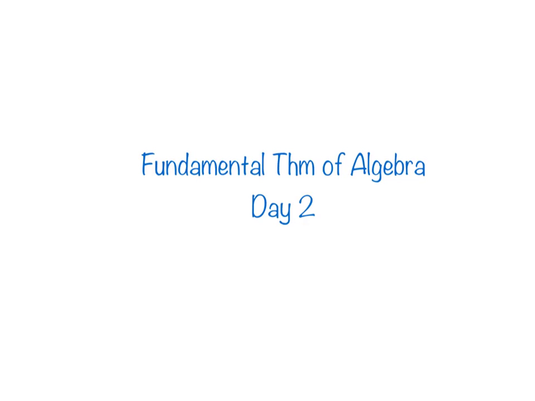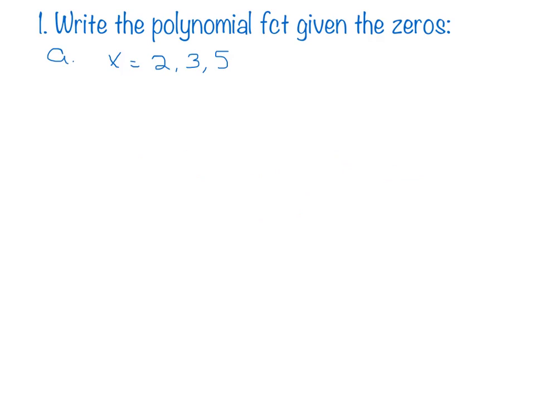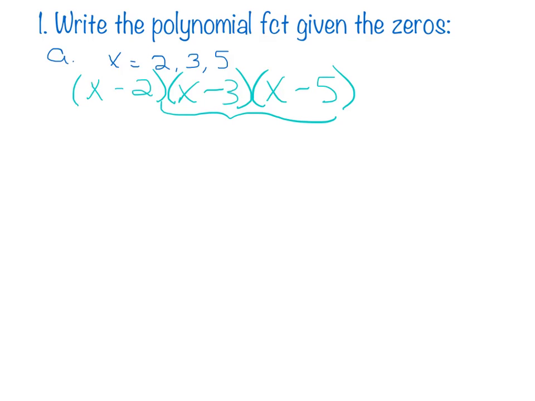This is the second half of the lesson for the fundamental theorem of algebra. To write the polynomial function given the zeros, we need to write the zeros in x minus k form so that we're actually writing the factors. And now we'll need to FOIL them all out. I'm going to multiply these two first.